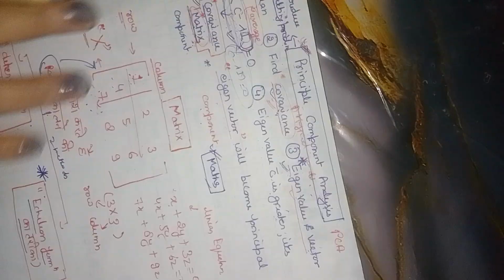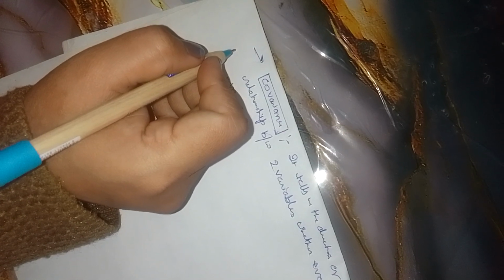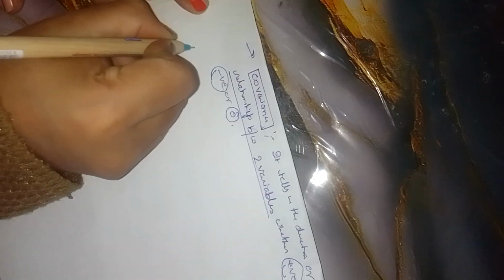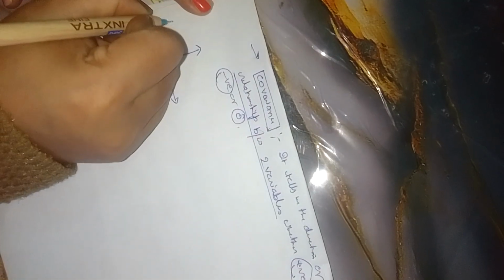So what I'm going to teach you first is what is covariance, although I have given you one big video on covariance previously. Covariance tells us the relationship between two variables, whether they are positive, negative or 0. So, positive correlation means, for example, height and weight.